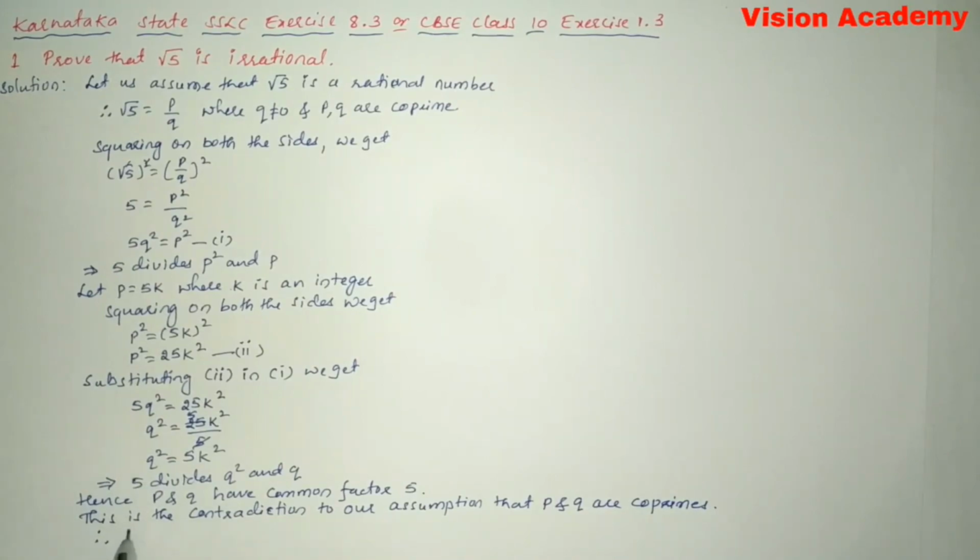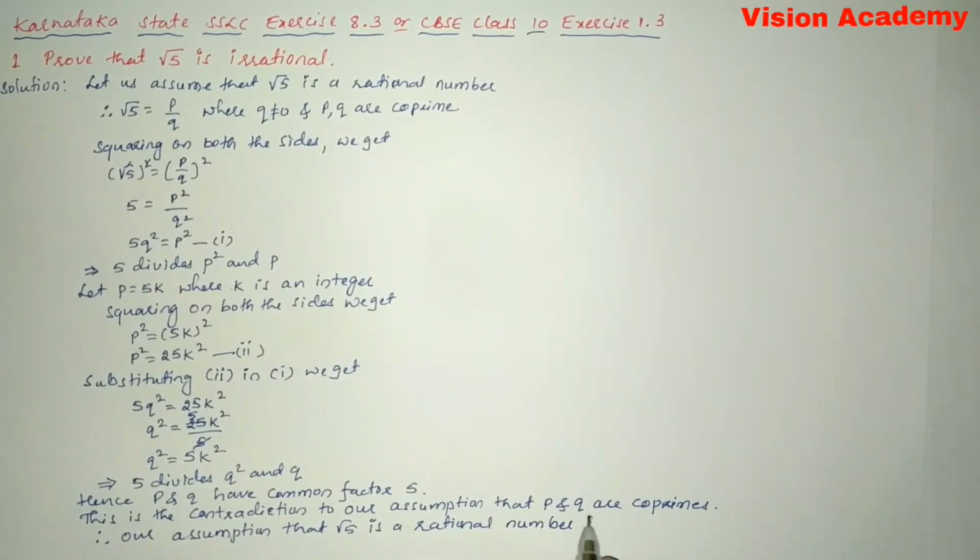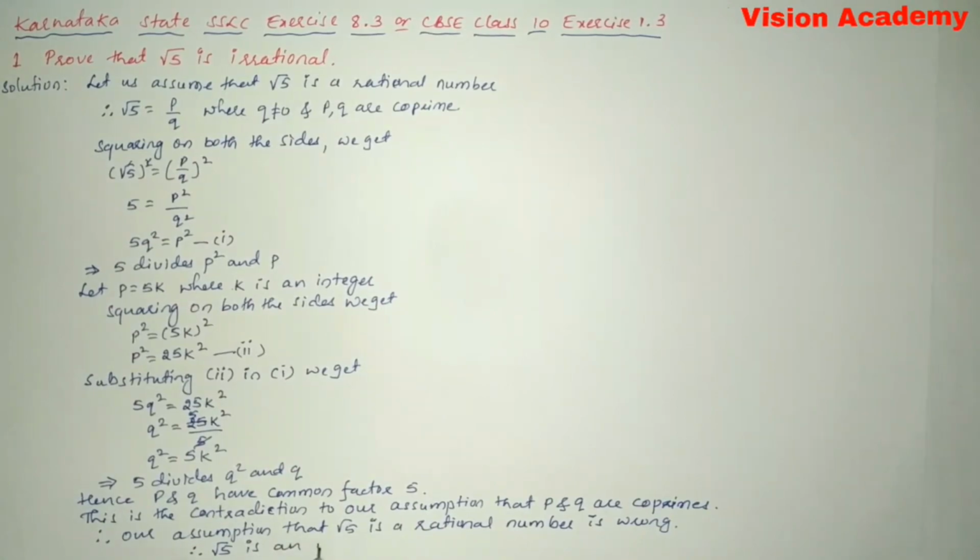Therefore, our assumption that square root of 5 is a rational number is wrong. Now we can conclude that therefore square root of 5 is an irrational number.